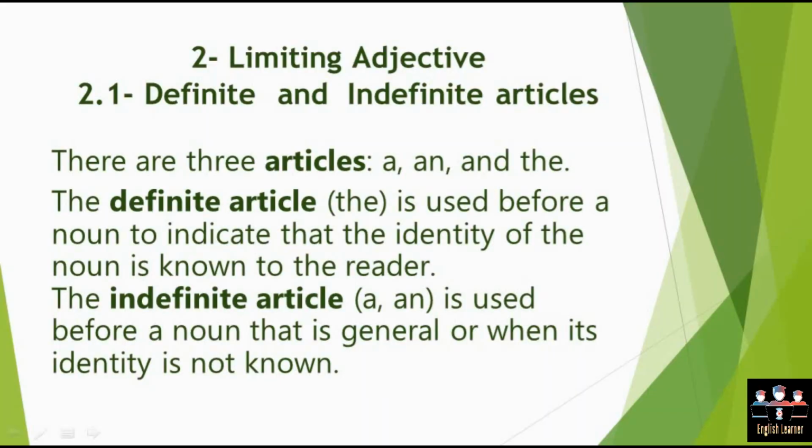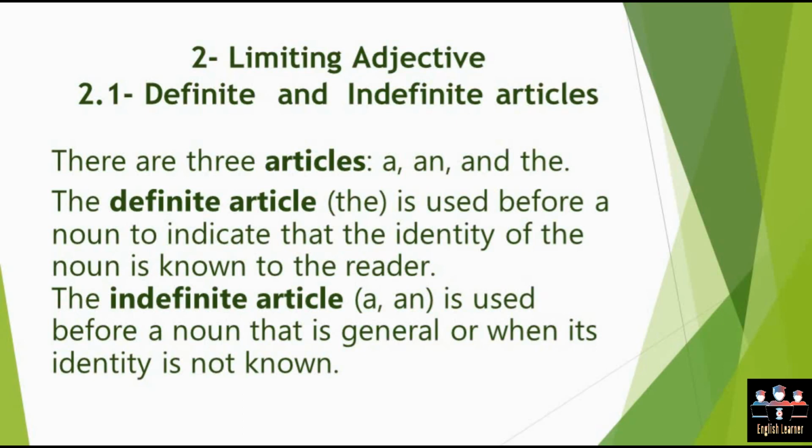Next we are going to deal with the limiting adjective. It is the second division in the types of adjective. The first subdivision of limiting adjective is definite and indefinite articles. Before moving further, let me just tell you that we have placed article in this category because articles are also used to identify or specify the noun or a pronoun in a sentence.